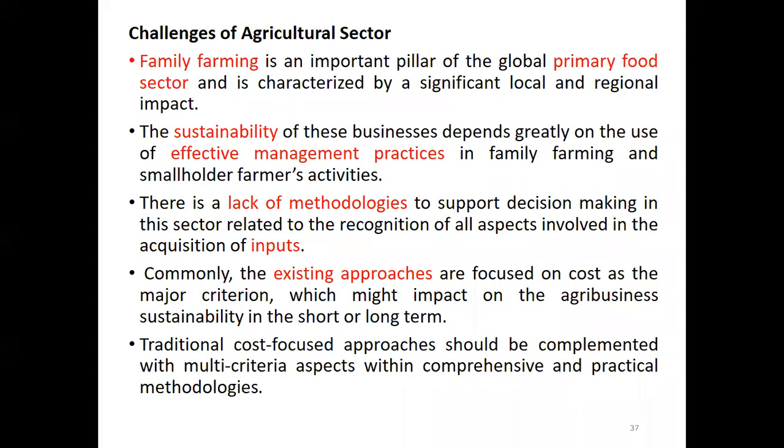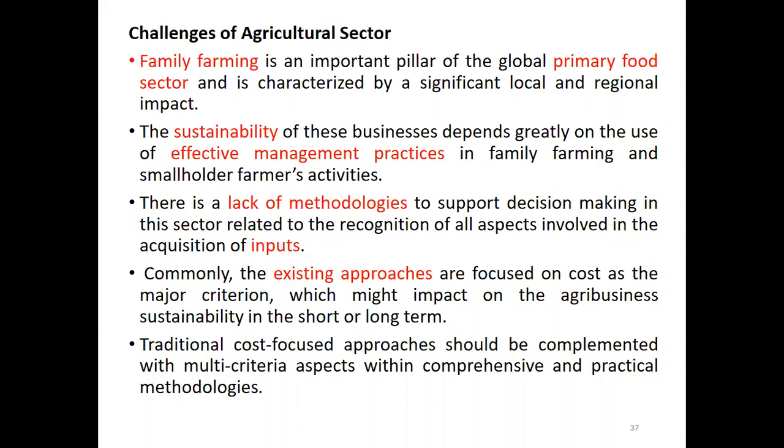The sustainability of these family businesses depends greatly on the use of effective management practices. How you are managing this, how you are getting the latest information. Due to which family farming is facing the challenges. Then lack of methodologies to support decision making activities. Means I am not using some advanced tools and techniques in the agricultural field. So I'm doing this activity through the manual way. So this also creates a disturbance in generating the income.